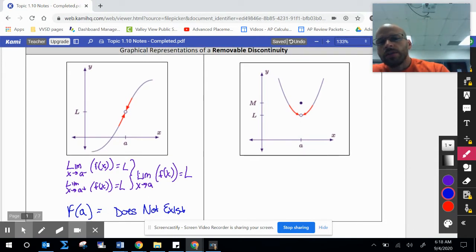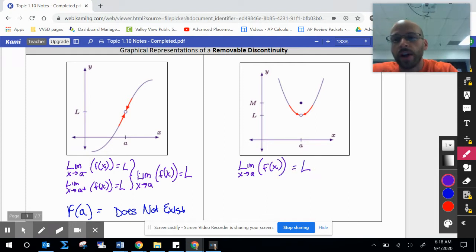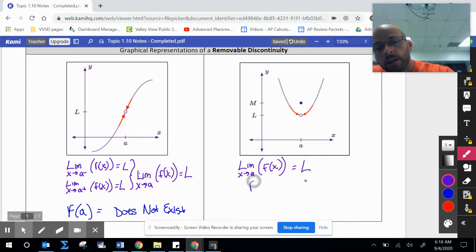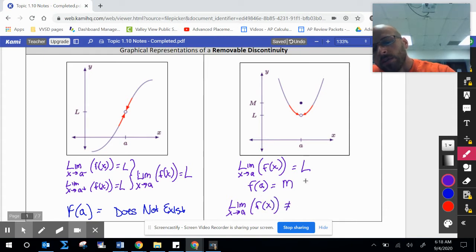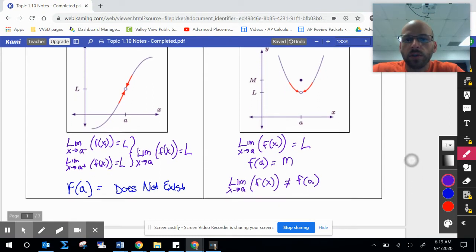So if you take a look at the second graph here, we have a slightly different thing. For the same reason, we can say that the limit as x approaches a does exist, and from the left and from the right, we're still approaching the value of L. However, f of a is going to equal the value of m. And because these two things are not equal, we know there's a removable discontinuity. All right, so that's how we can tell mathematically and visually how we know that there's going to be a removable discontinuity in our function.